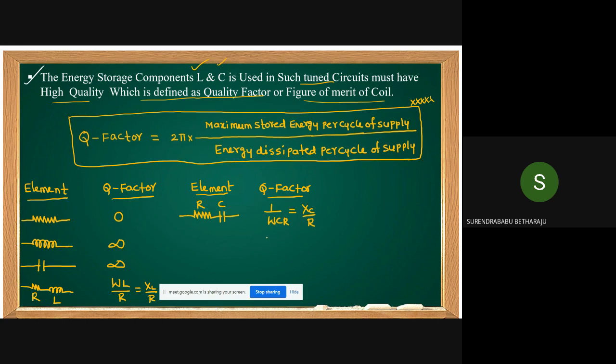If it is a series RLC combination, we can also write the quality factor. Q equals, yes friends, one more formula, 1 by R into square root of L by C. 1 by R into square root of L by C. Then here, one more: element and quality factor.